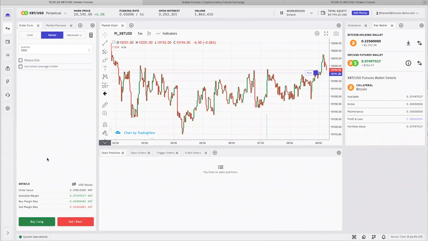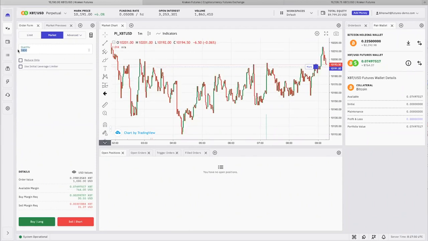All right. So we're going to put on a highly leveraged trade. So let's try to do 20x leverage. The easiest way, the way I normally do it, is I just take my available margin, 764, multiply it by, say, 20. So we're going to sell $15,200 worth. We will do it as a market order just to make it faster. So what we can do here is we are going to sell short.